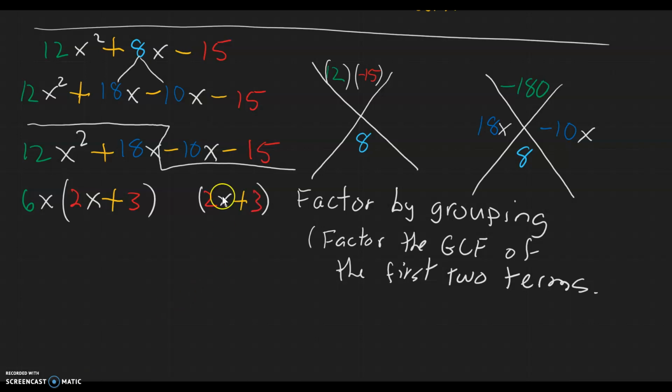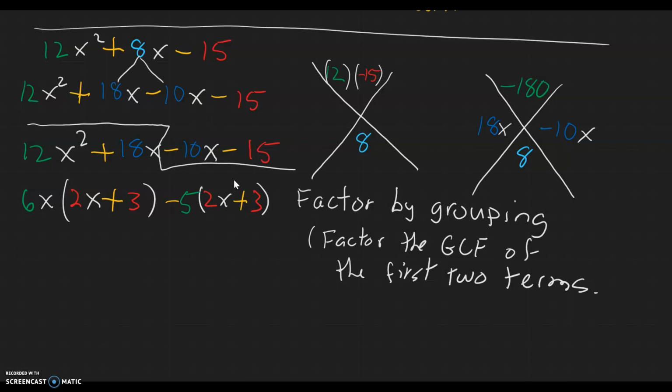And now technically I'm factoring out the GCF from the next two terms, or I can think of it as multiplying 2 times what to get negative 10? Well, it turns out to be negative 5. Okay, so I'll just put a negative there. It's a negative 5. All right, so that's what I have so far.